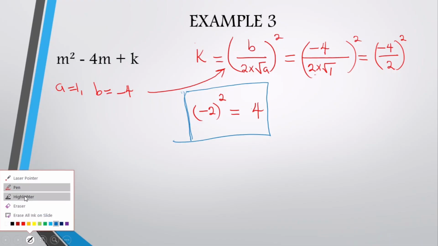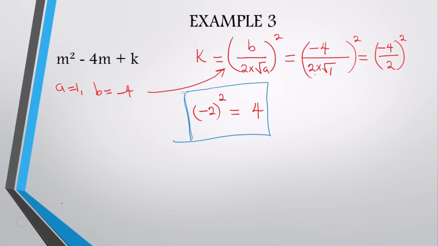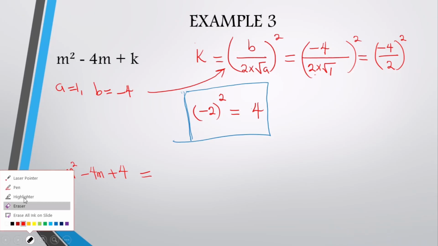Okay, so let's go to adding this back to our expression. So our expression becomes m squared, take away 4m, then add 4. Now, how do we express this in a perfect square? Like normal, we are supposed to express it in the form of x plus or minus a all squared, something like this. So how do we do that? Like we did for the previous one, we can always do the same thing here. So how do we do it?